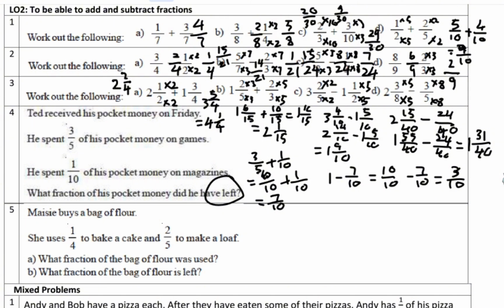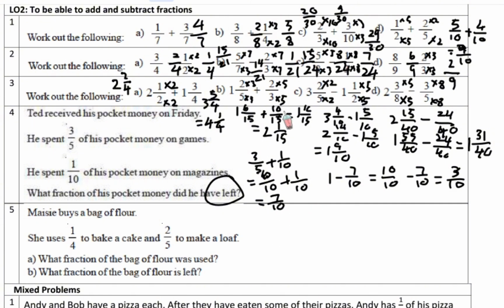Question 5. Macy buys a bag of flour. She uses 1 over 4 to bake a cake and 2 over 5 to make a loaf. A. What fraction of the bag of flour was used? And B. What fraction of the bag of flour was left?